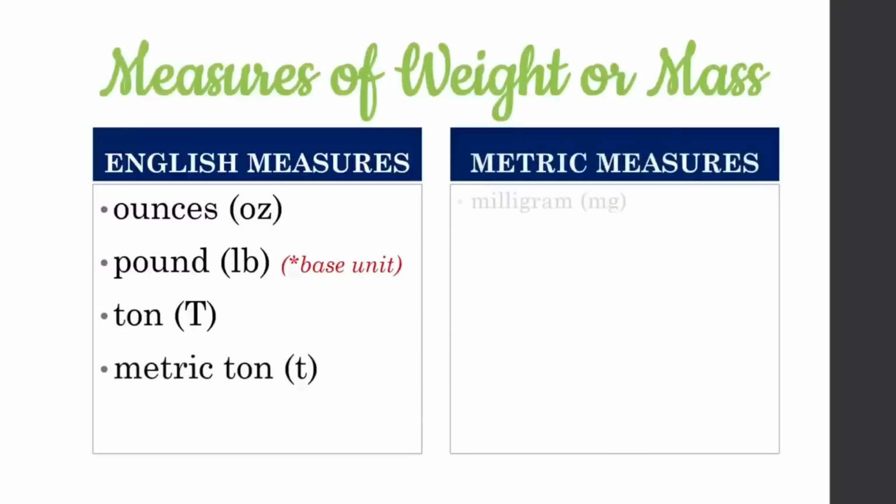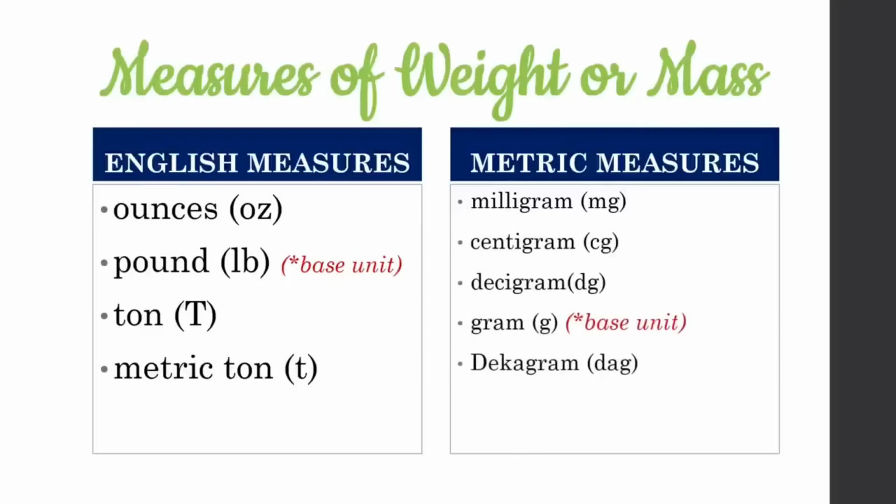For metric measures, we again use the prefixes milli, centi, deci, deca, hecto, and kilo, adding our base unit, which is gram. So we have milligram, centigram, and so on.